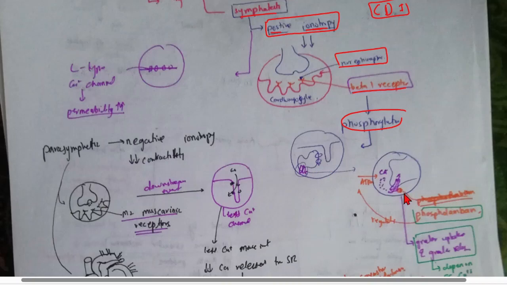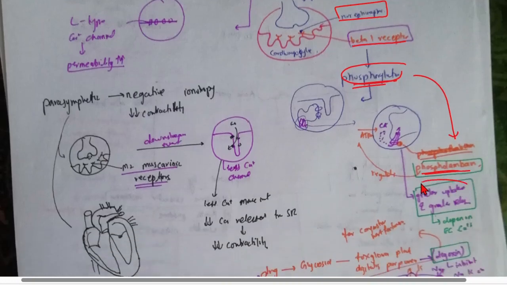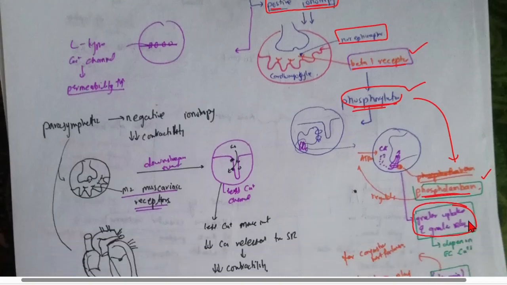So here is the phospholamban, and phosphorylation of phospholamban occurs. When phospholamban is phosphorylated, it means greater uptake and greater release will occur after that. So, the sympathetic nerve releases norepinephrine, the beta 1 adrenergic receptor is activated, and phosphorylation occurs. Phospholamban is phosphorylated, so greater uptake and greater release will happen.